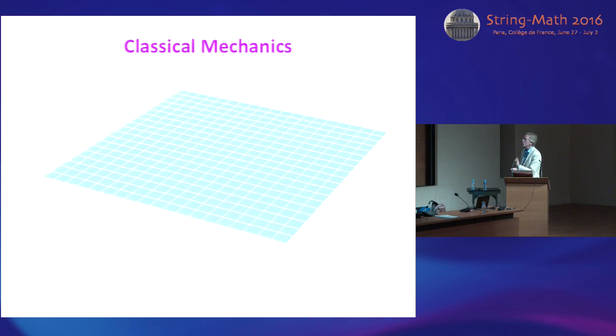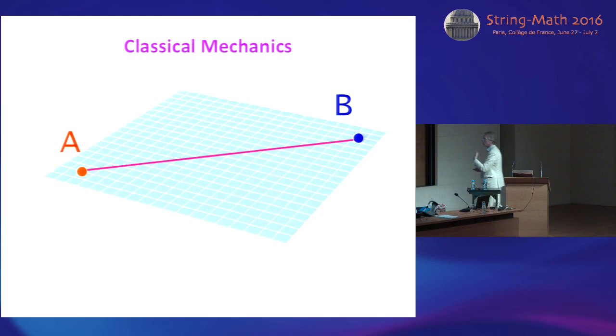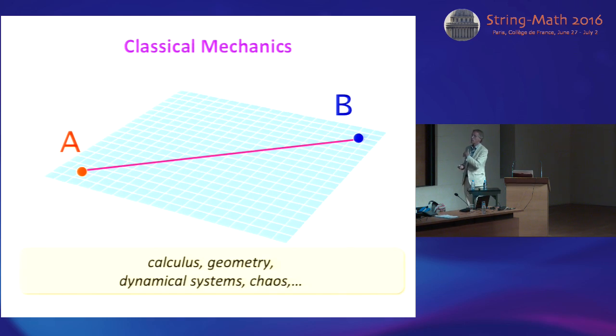So stage 1 is classical mechanics. Classical mechanics is describing the world in terms of certain specific processes. So you typically minimize some action function. You can think of it as the straight line from A to B, or a geodesic in a curved space. And there's a lot of mathematics that goes along with that. Clearly all of calculus, dynamical systems, a large part of geometry.